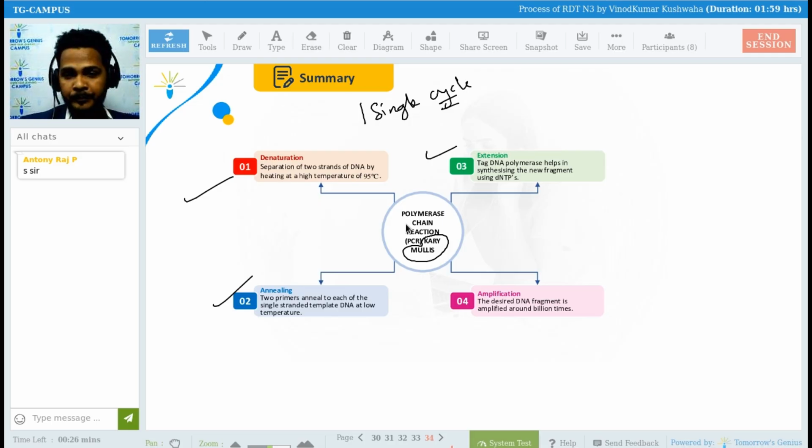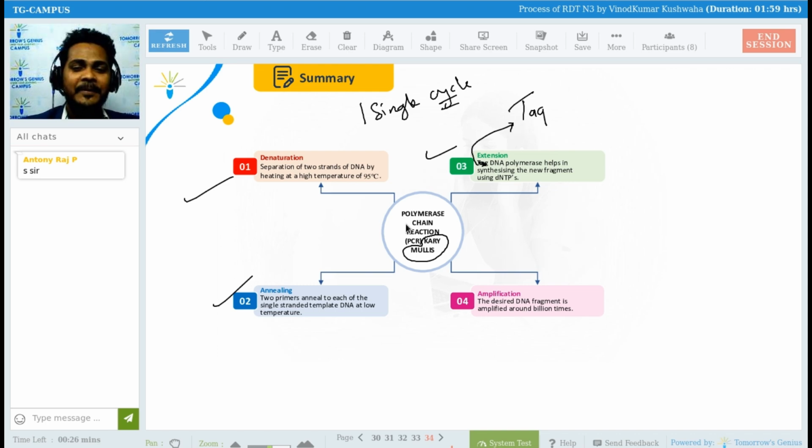Sir, it is tagged DNA, right, sir? Yes, it's not tag, it's Taq, TAQ. They have mentioned it as tag here. Okay, just make the correction. This is Taq. Okay, sir.